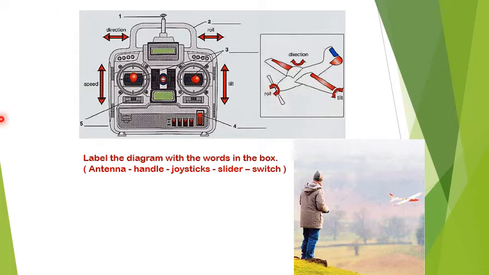So this remote control controls the direction, the speed, the roll, and the tilt of the plane. I need you to give yourself time to think of the words that are here. I will read them with you. We have antenna, handle, joysticks, slider, switch. Give yourself time to think of the right answer and then move to the next slide.